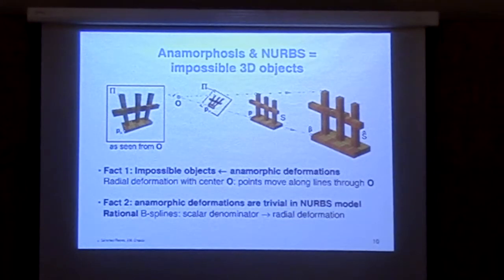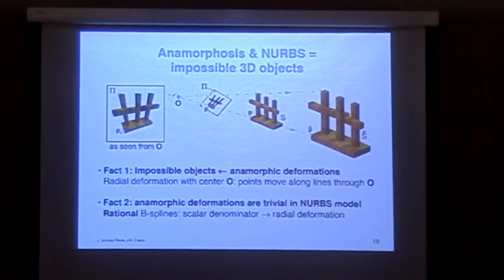The main two ideas of this presentation: one is that impossible objects are in fact related to an anamorphic deformation, a sort of projection. But it's not the same for all the points; you move all points in radial direction so that they have the same projection. A point is moved while keeping the same projection. So the points move along lines through the point O, the vantage point, and we'll go over that later. The second fact is that this deformation is trivial.